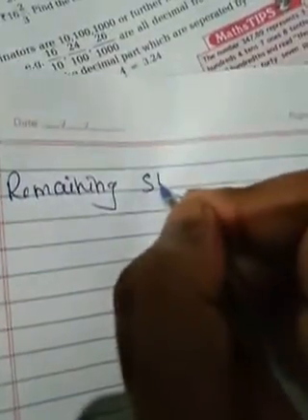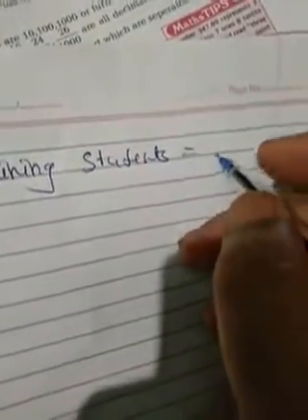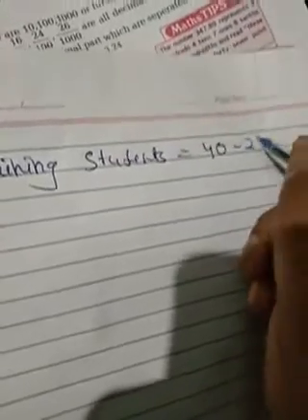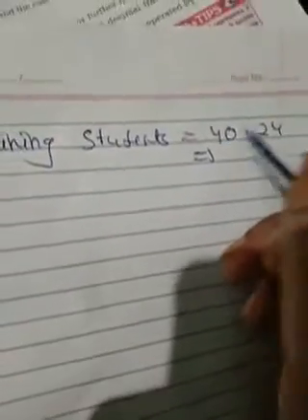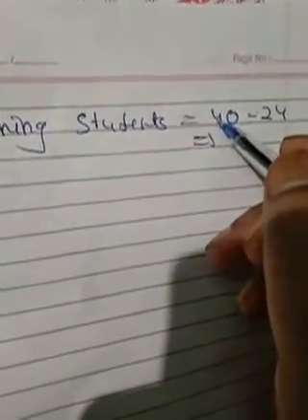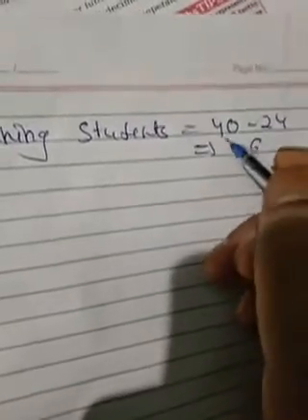Now we will find the remaining students. Remaining students is equal to 40 minus 24. 40 minus 24, 0 minus 4, we will take carry from 4. It will become 10. 10 minus 4 becomes 6, and here 3 minus 2 means 1. It means 16 students remain.